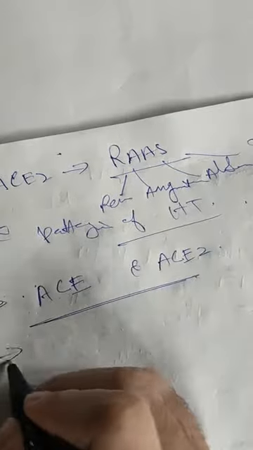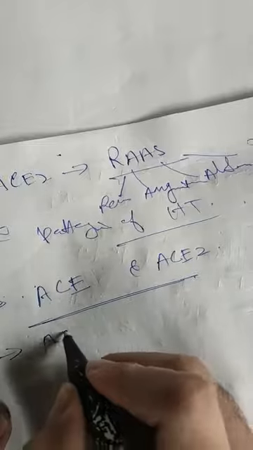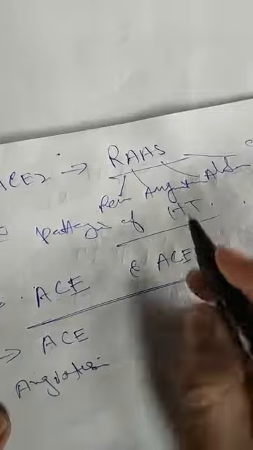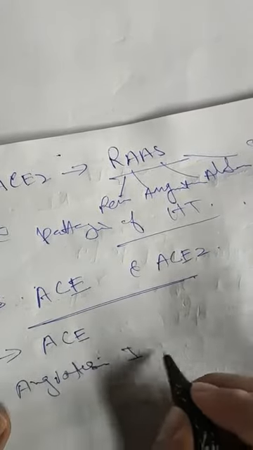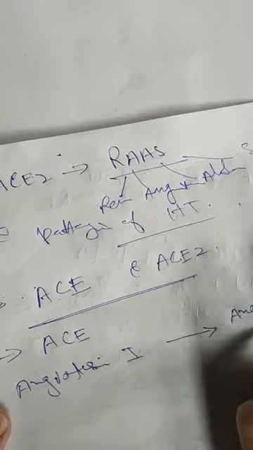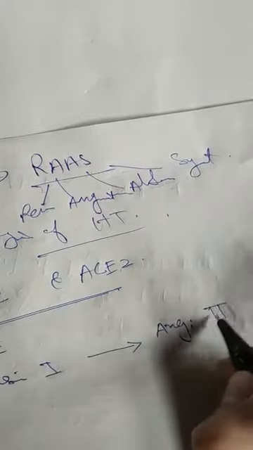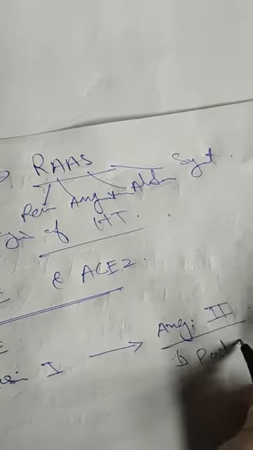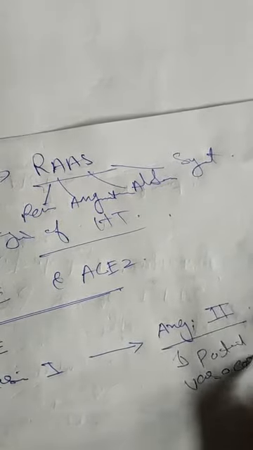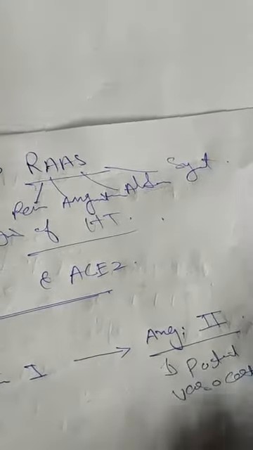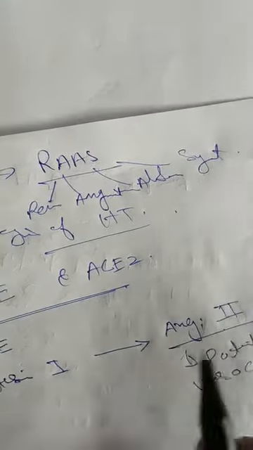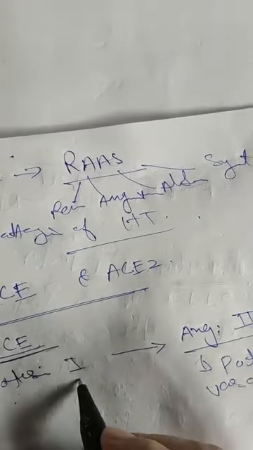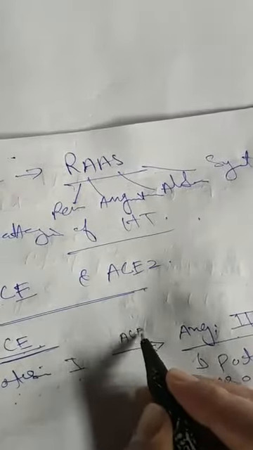So I will briefly tell you. In the RAS system, ACE converts angiotensin first into angiotensin second. Angiotensin second is a potent vasoconstrictor. This ACE, only ACE, converts angiotensin first into angiotensin second.